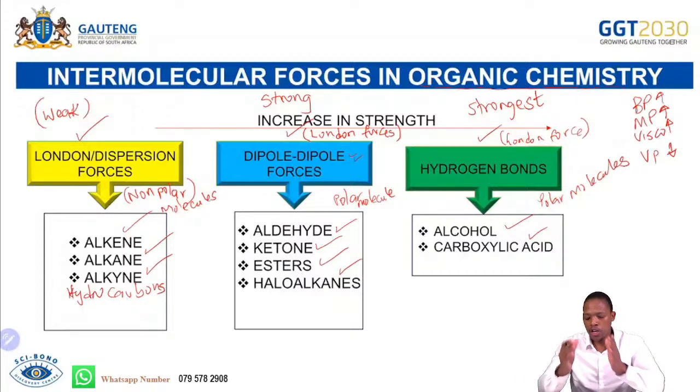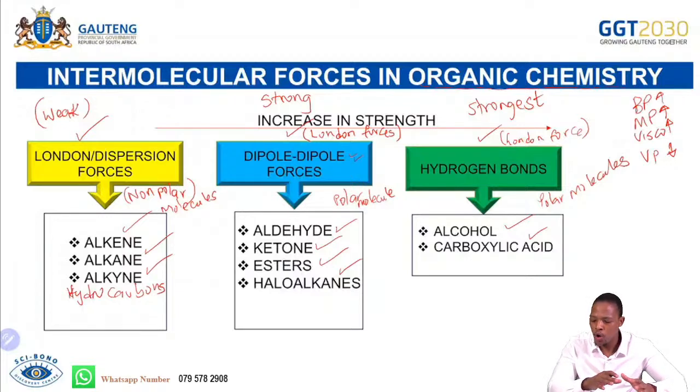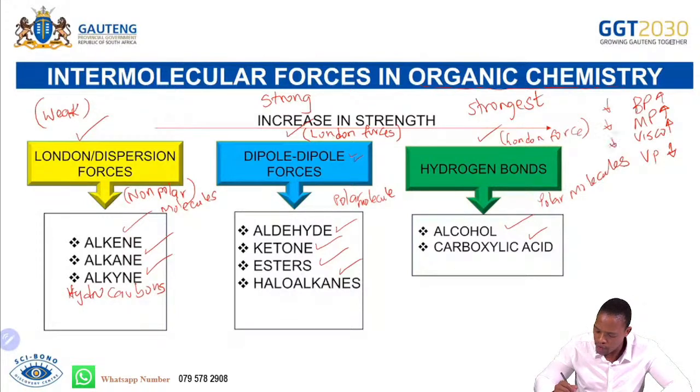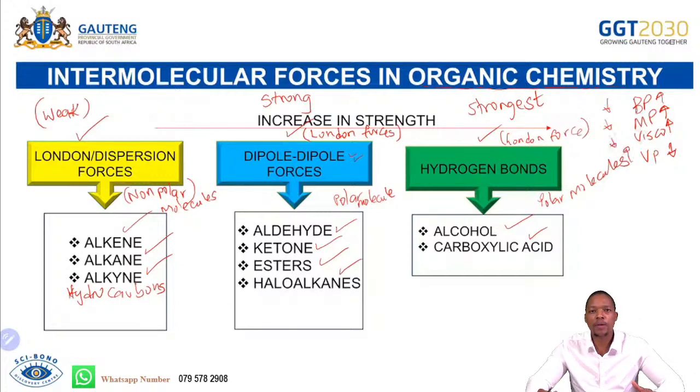We must know that stronger intermolecular forces mean a high boiling point, high melting point, high viscosity, and low vapor pressure. Weak intermolecular forces mean the opposite. So if the intermolecular forces are weak, we are going to have a low boiling point, a low melting point, and low viscosity, but we will have high vapor pressure of that substance, because that substance will easily create vapor when we put it under heat.